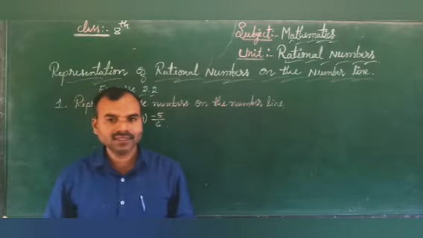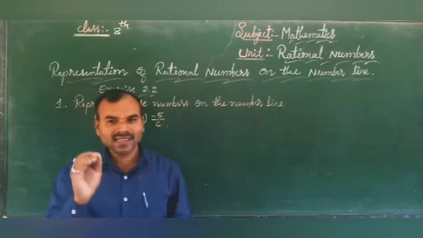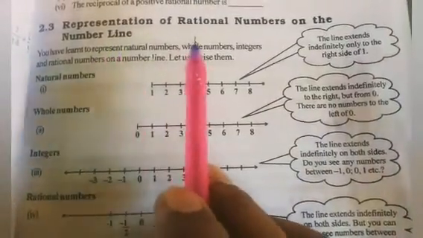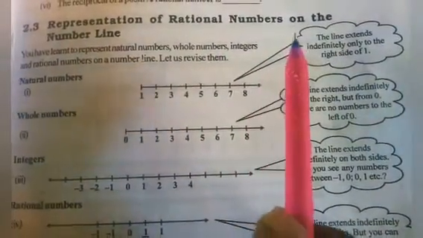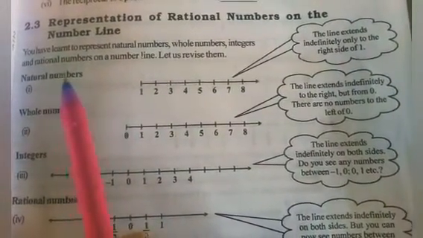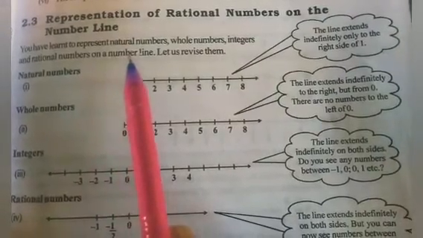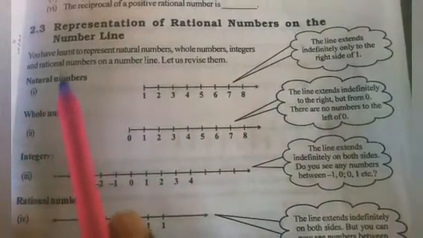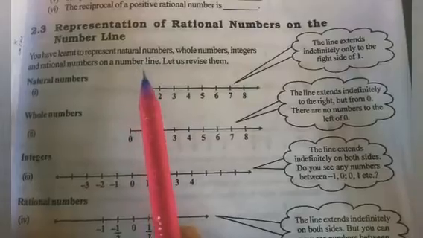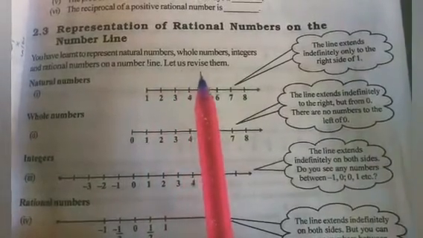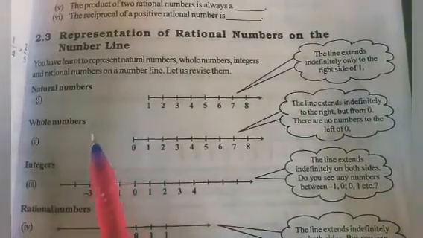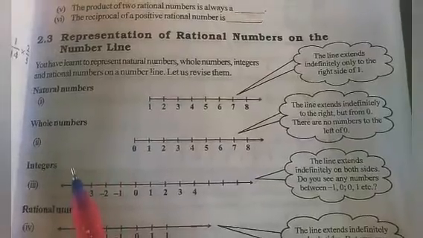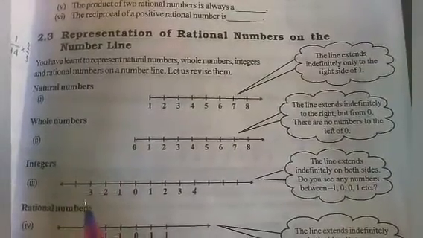Just I read it. Just listen carefully. Okay. Representation of rational numbers on the number line. You have learned to represent natural numbers, whole numbers, integers and rational numbers on a number line. Let us revise them. You already know the definitions of natural numbers, whole numbers, integers and rational numbers, isn't it?